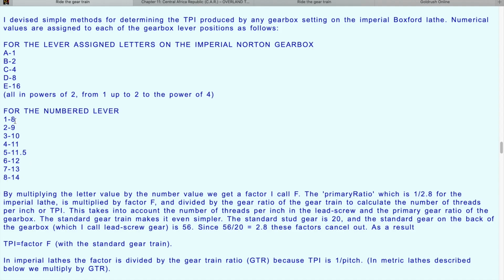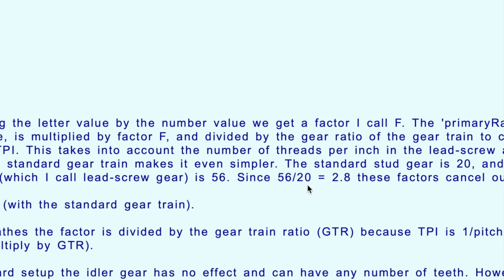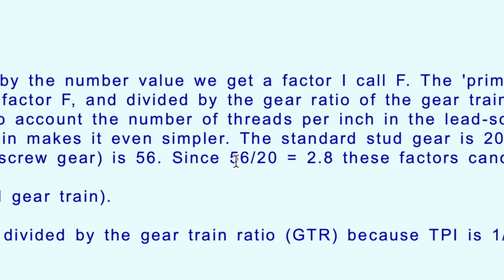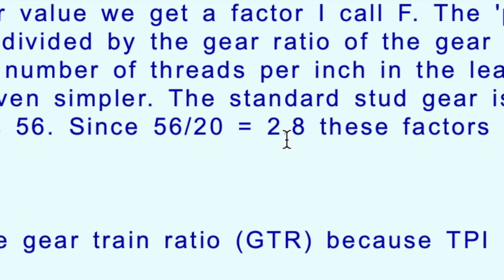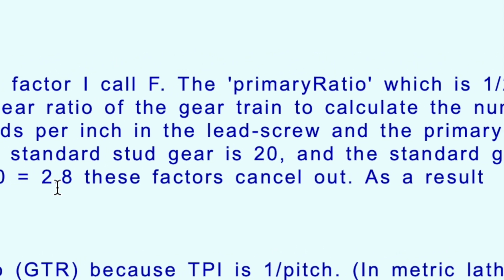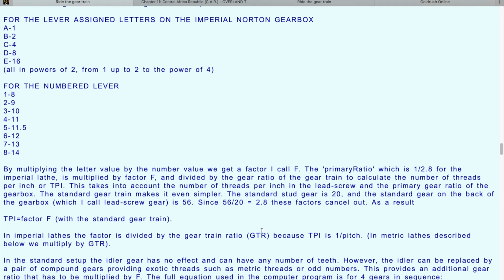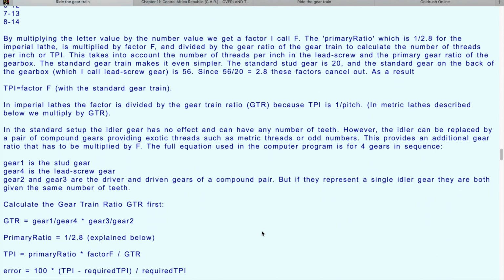Interestingly, when you want to do 8 threads per inch and you want an overall gear ratio of 1 to 1, the gearbox doesn't actually produce a 1 to 1 gear ratio. It's actually 1 over 2.8 to 1. So what they have to do is arrange standard gear wheels that give you this ratio. They have a 56 to 20 as a standard gear train, 20 on the stud gear and 56 on the lead screw, and that gives a factor of 2.8 in the gear train, which compensates for the 1 over 2.8 gear ratio in the gearbox. So that's a bit of a maneuver that takes place without you really realizing it.